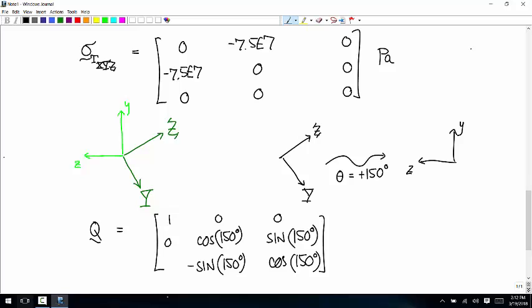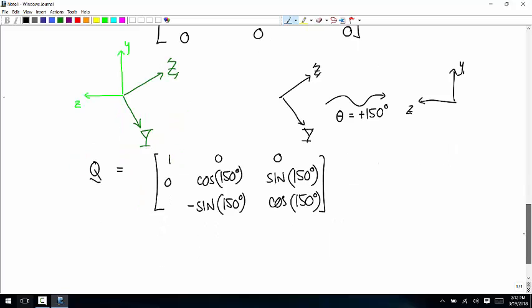Can someone do this rotation? So what you're doing is applying this transformation to this. So it's this matrix times this times the transpose of that. Okay, hold on. In the coordinate system that we want for our final answer, you got 0.